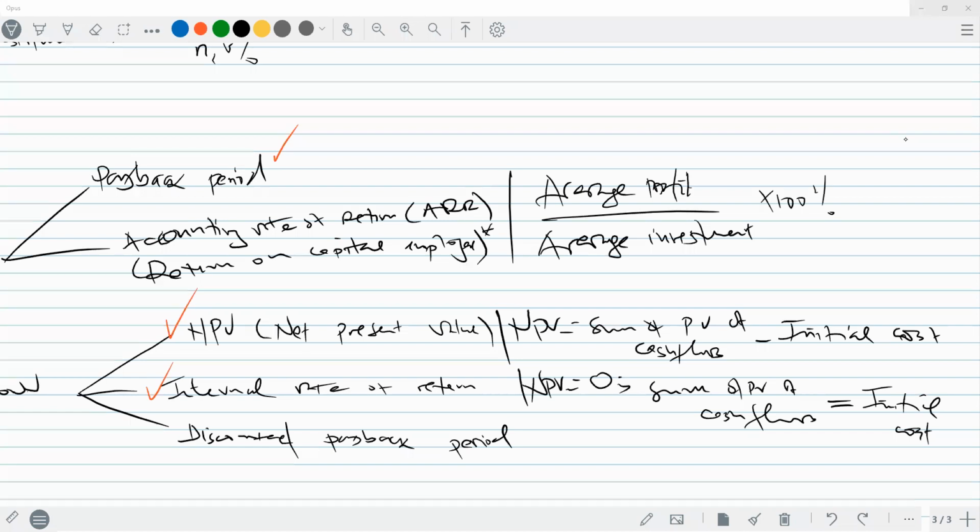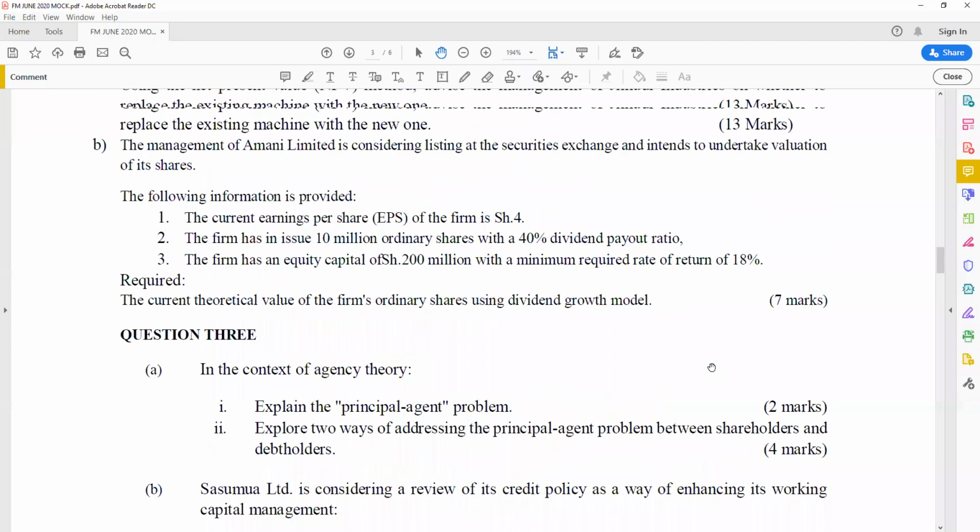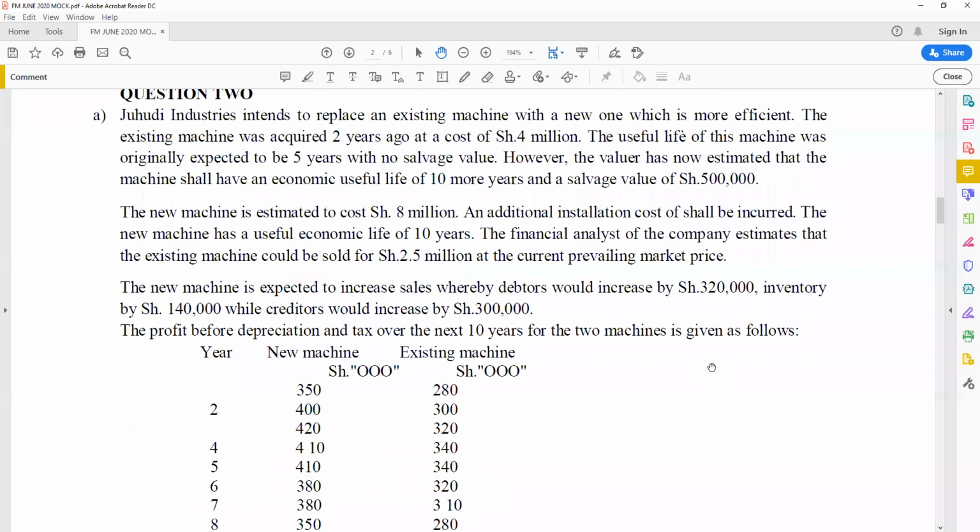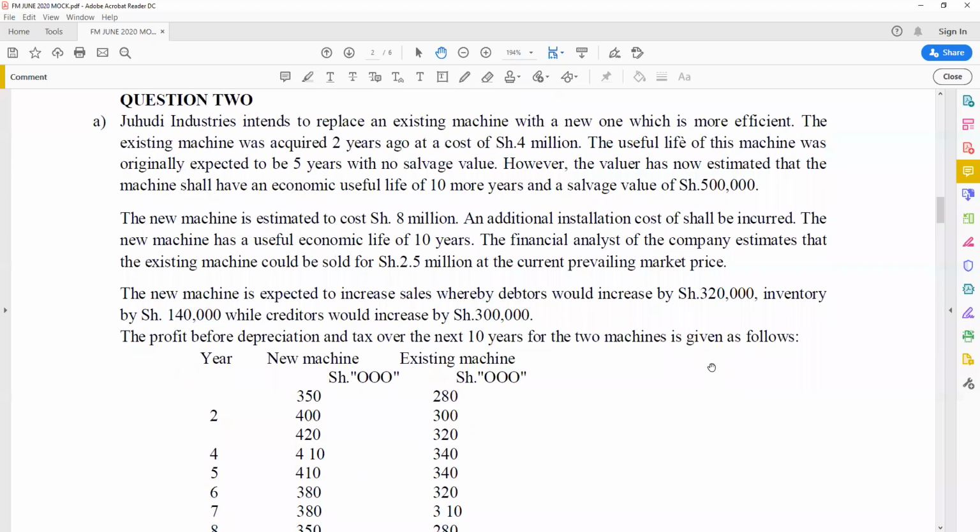There's a mock question that was asking us to appraise an investment, if I remember. Yes. Okay, there's question 2. So go through it. Refresh yourself on what was the requirement of this question, then we attempt together.